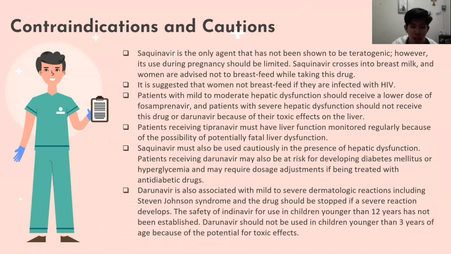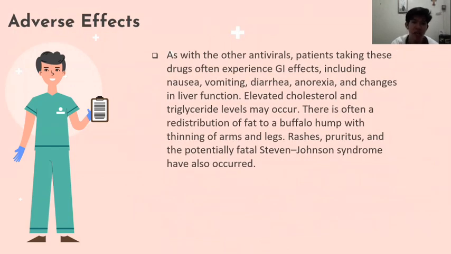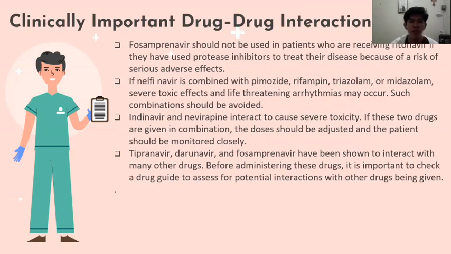Contraindications and cautions. I indicated on the slide all information with regards to contraindications and cautions of the drugs under this classification. I included them all since I find it important. Adverse effects, as with antivirals: patients taking these drugs often experience GI effects, including nausea, vomiting, and diarrhea, and so on. Clinically important drug-to-drug interactions are mentioned on the slide.